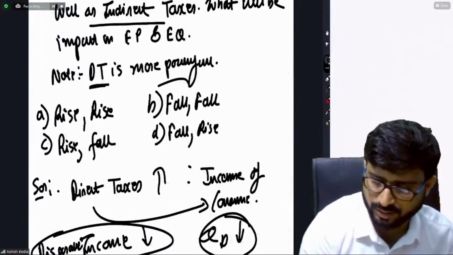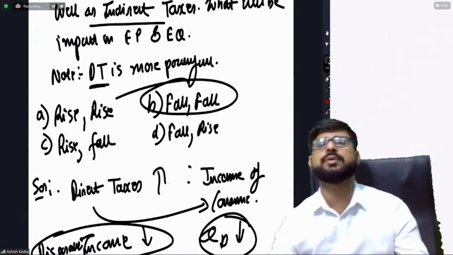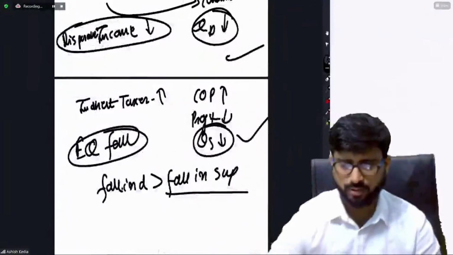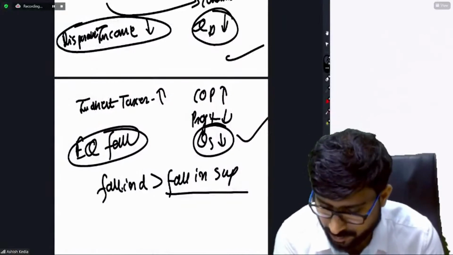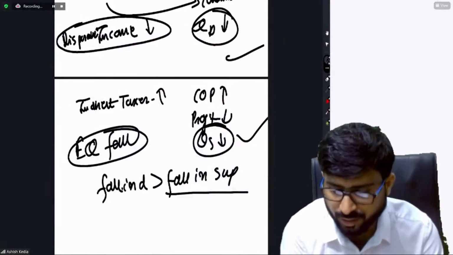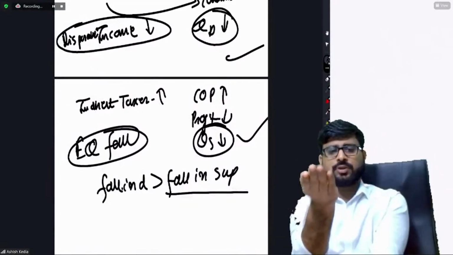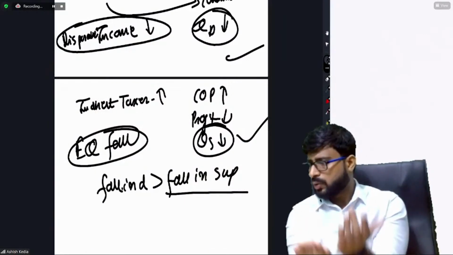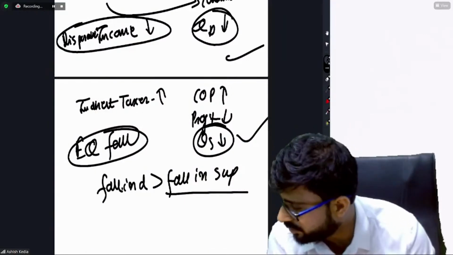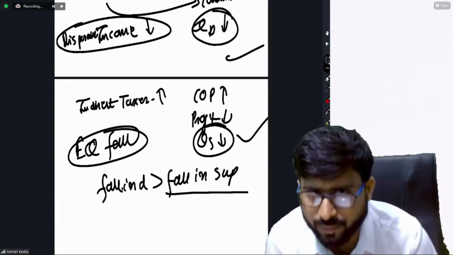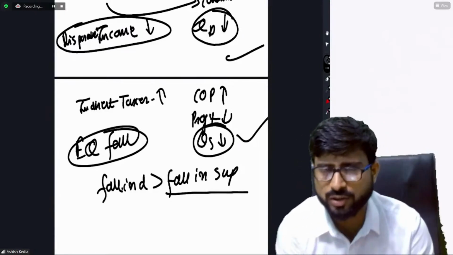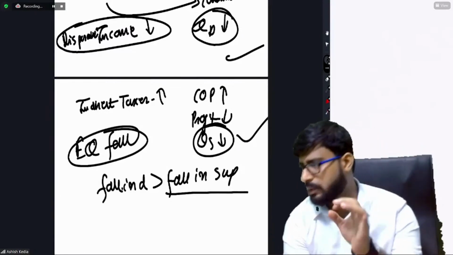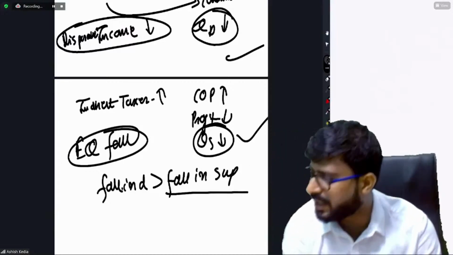Let's see. Got it, everybody? Come on. This is demand, this is supply. Demand is falling by greater. So fall will be the answer. And obviously, I'll draw the diagram for you. Don't worry. I'll draw the graph for you. But I have just tried to explain it to you in simple language.